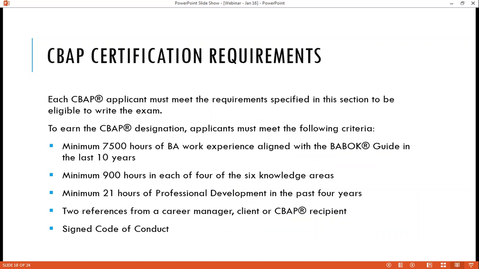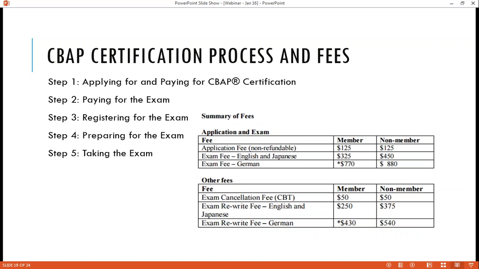Similarly, there is CBAP certification. This is the big daddy of certifications for BA. You should have minimum 7,500 hours of BA work, 900 hours of work in 4 of the 6 knowledge areas, and then 21 hours of professional development. The cost involved is about $770 for members and $880 for non-members. Again, most of the organizations are sponsoring this, so you can go ahead and take the course.